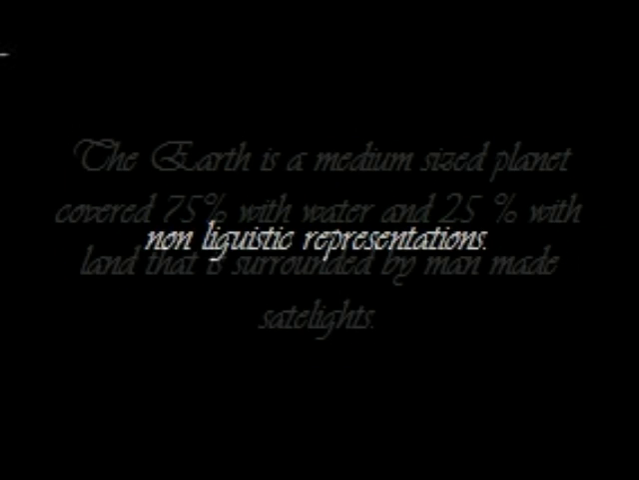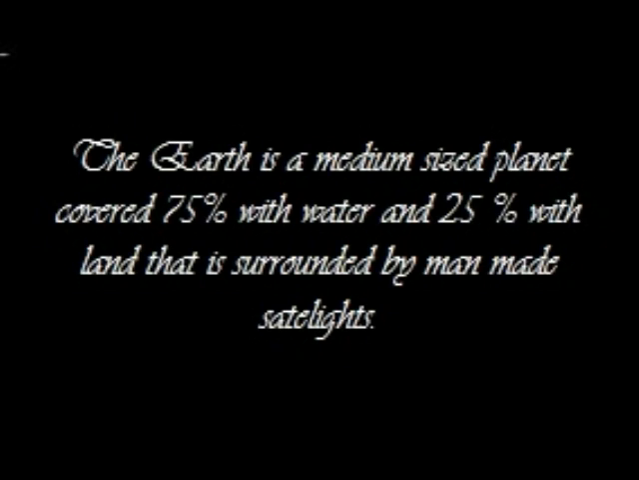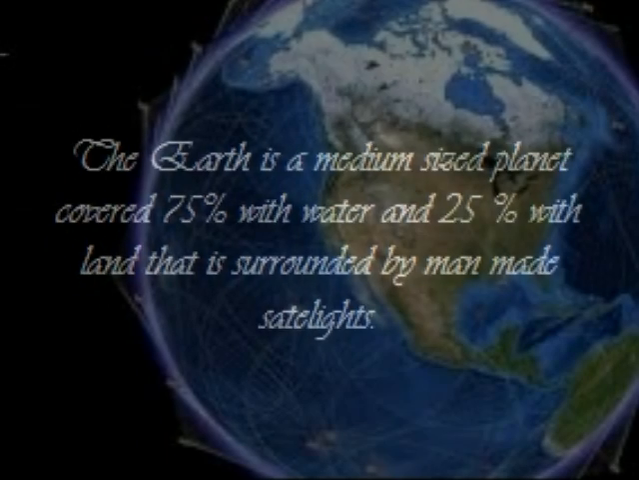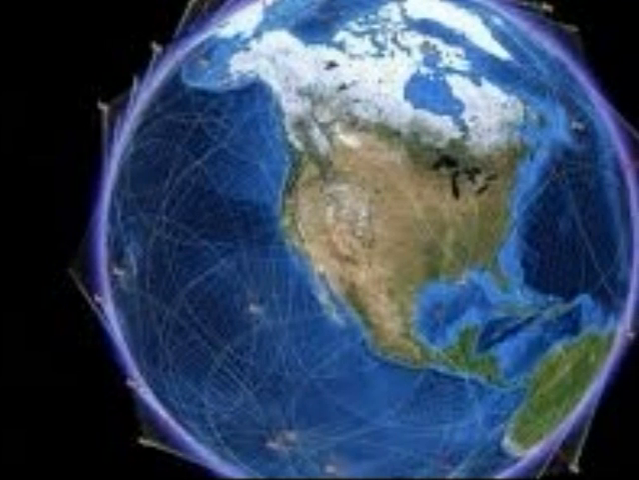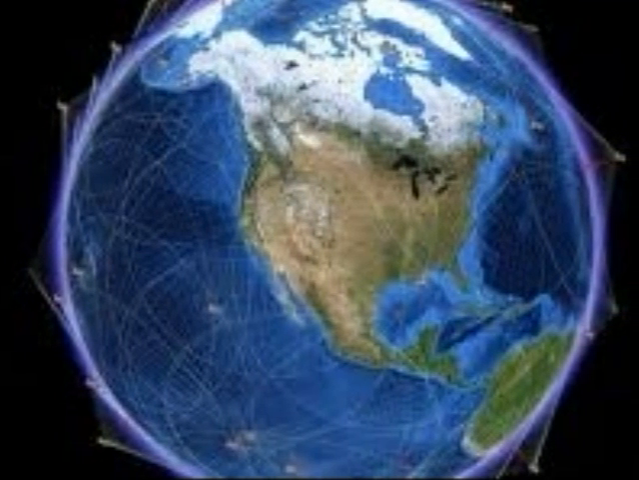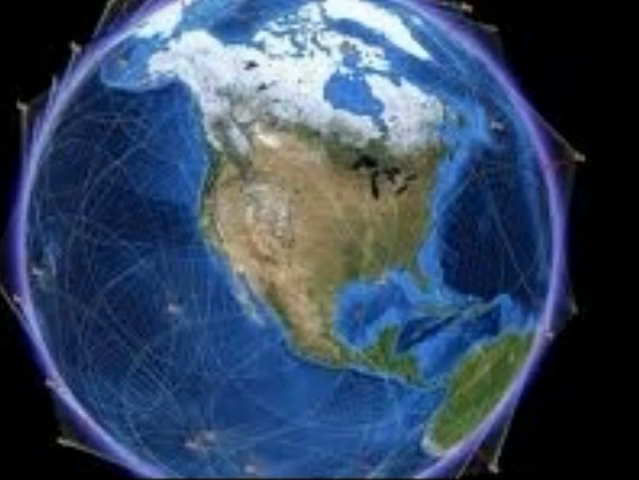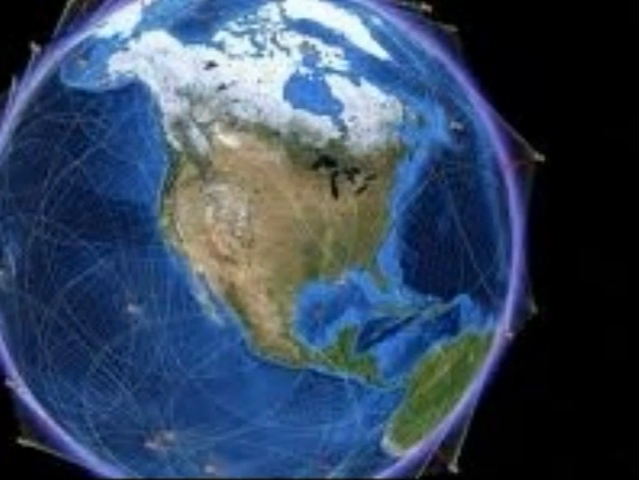One of the pieces of instruction Dr. Marzano studied is called non-linguistic representation. Here's an example of the same concept learned linguistically and non-linguistically. The Earth is a medium-sized planet covered 75% with water and 25% with land that is surrounded by man-made satellites. Or this, the Earth is a medium-sized planet covered 75% with water and 25% with land and surrounded by man-made satellites.